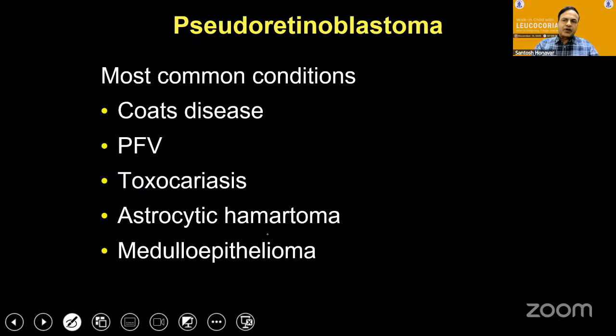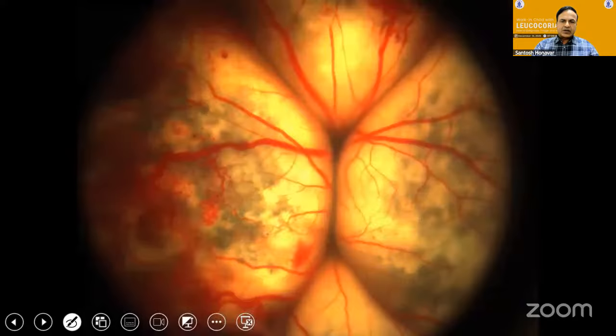In India, we find that these are the 5 most common causes of leukocoria, although there is no hard data: Coats disease, PFV, toxocariasis, astrocytic hamartoma, and medulloepithelioma, and we try to address many of these.